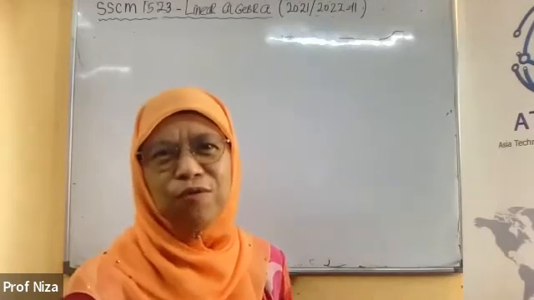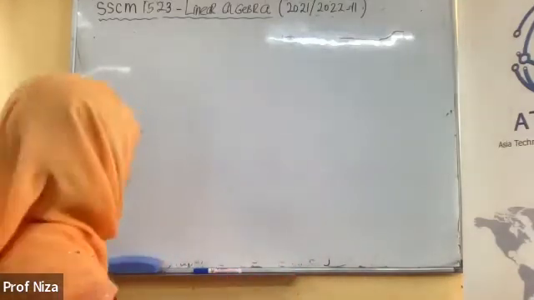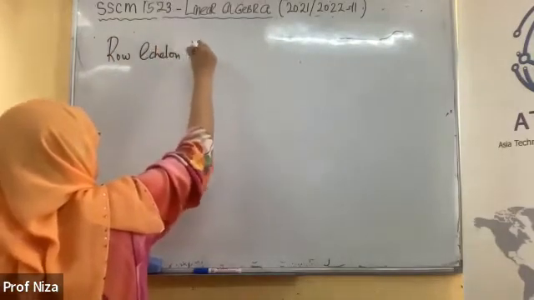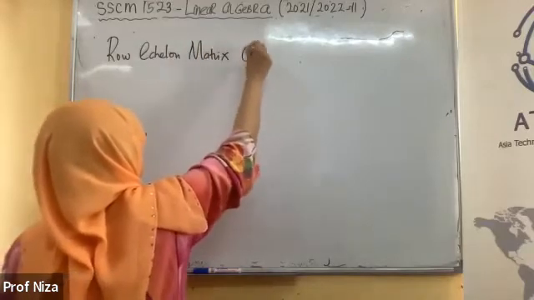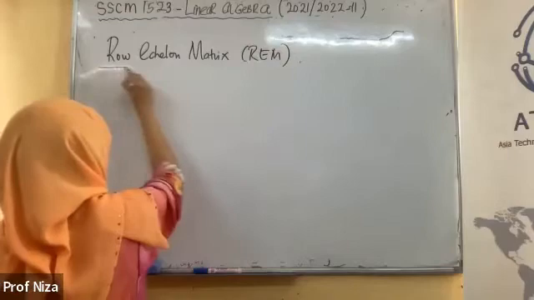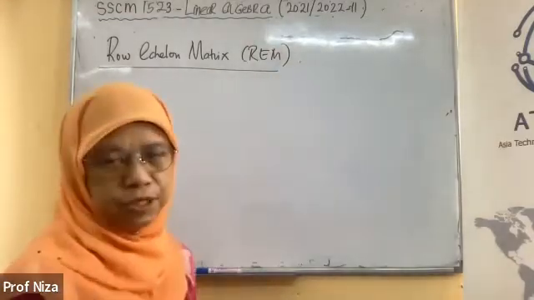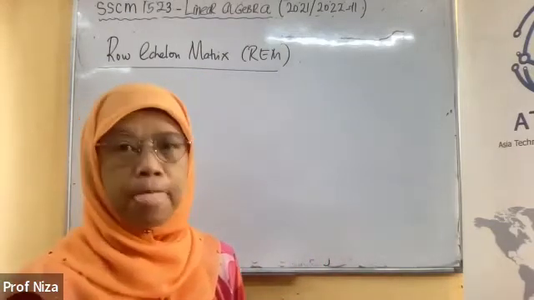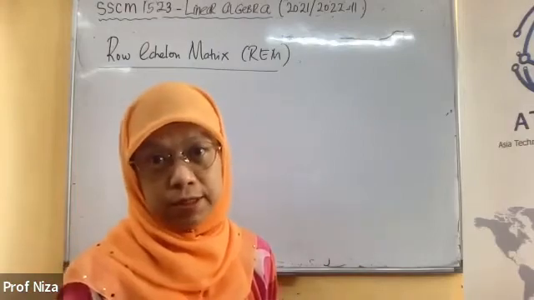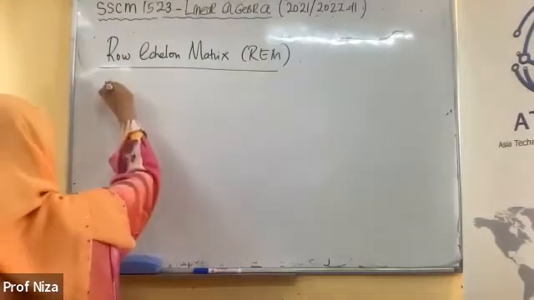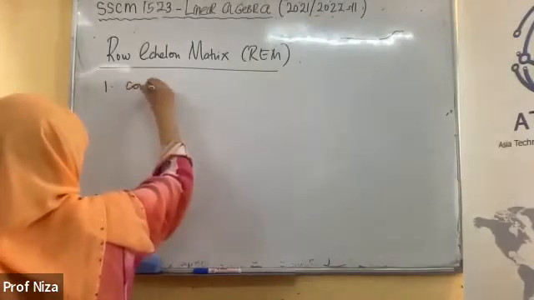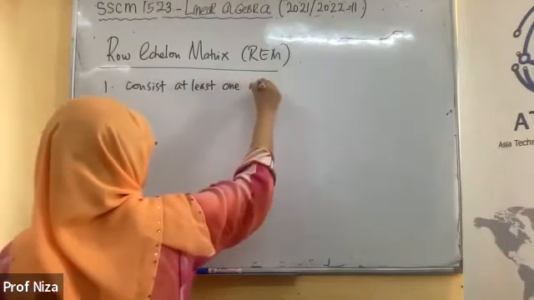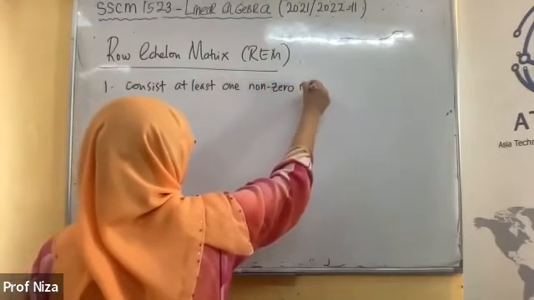And why? What for, right? So that is how we come to the row echelon matrix, or in short, I call it REM. Okay, a row echelon matrix has some properties, right? The first property is that it consists of at least one non-zero row.